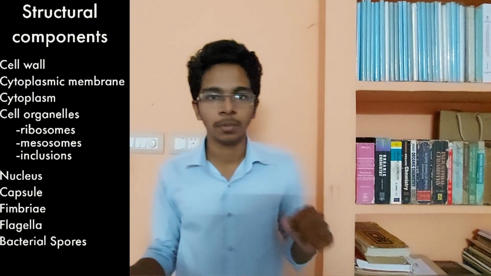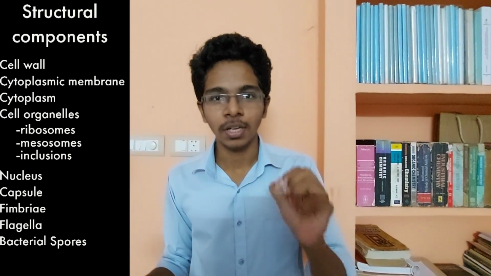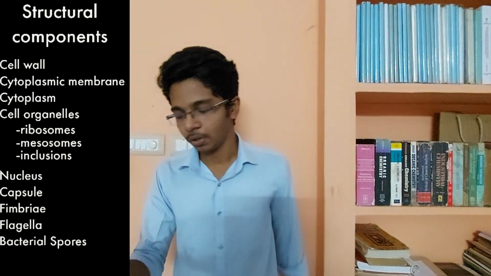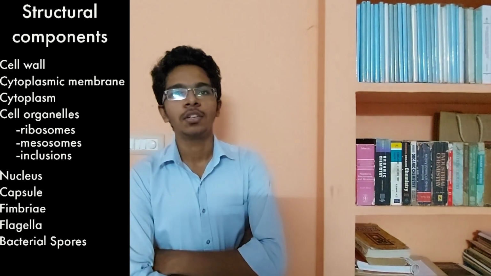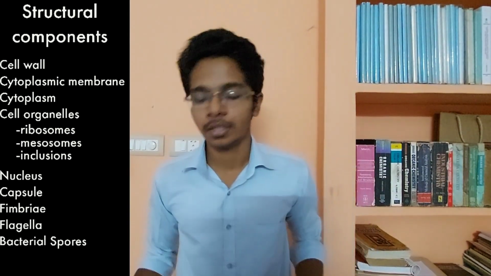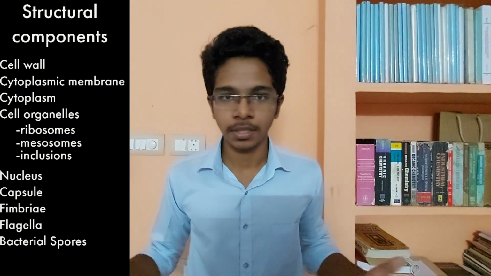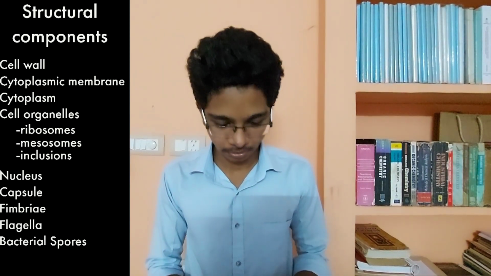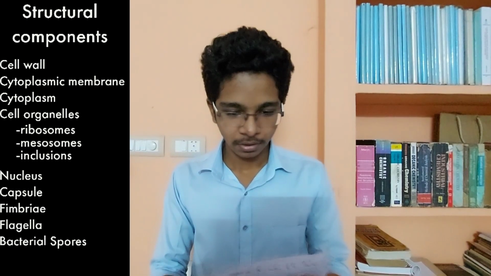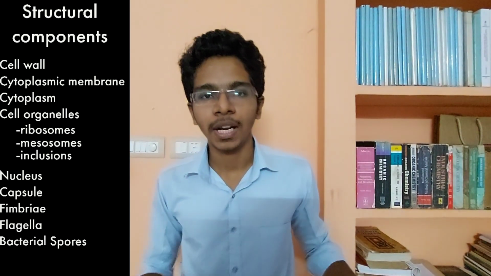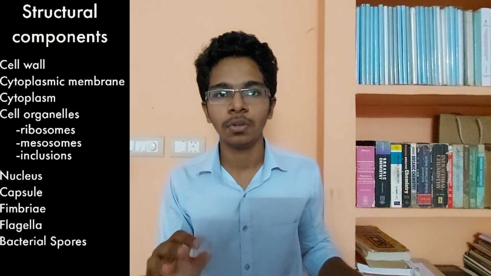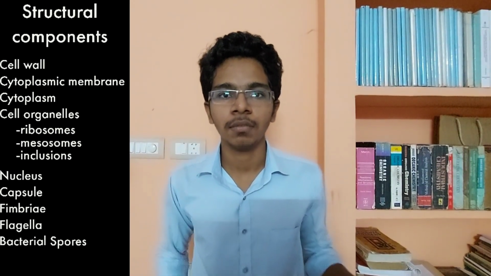Importantly, nucleus. Nucleus is there, bacterial genomic DNA is there. Bacterial genomic DNA is the one which operates all the structure and function of the bacteria. Then coming to bacterial appendages, capsule, fimbriae and flagella are there.